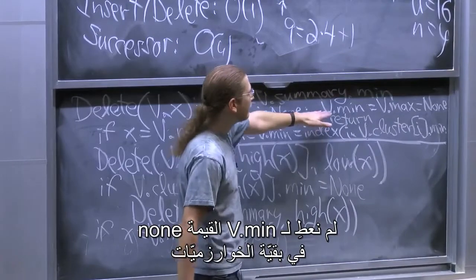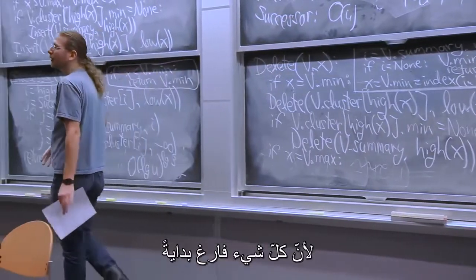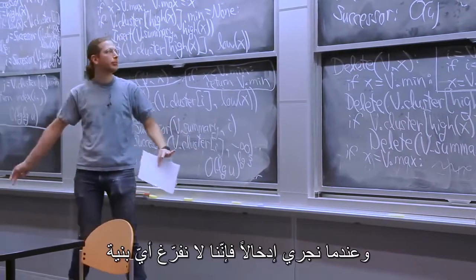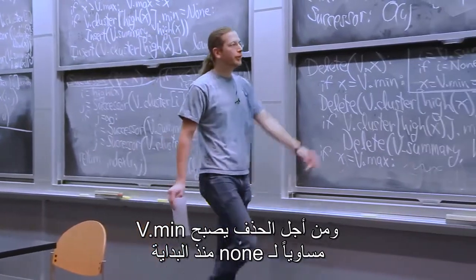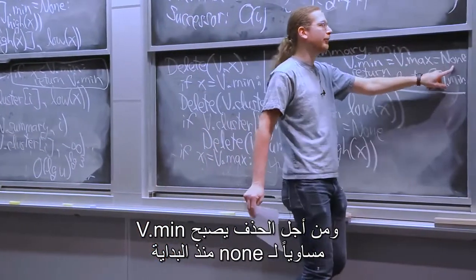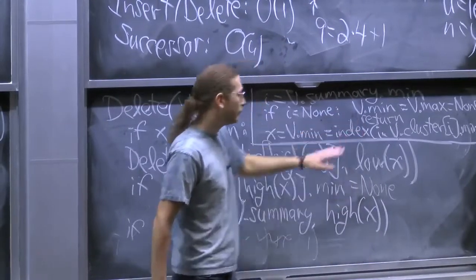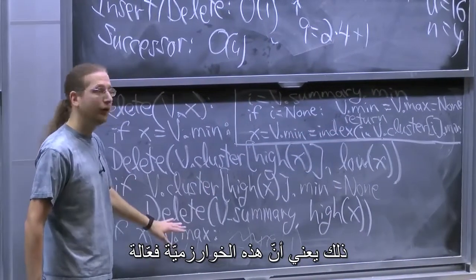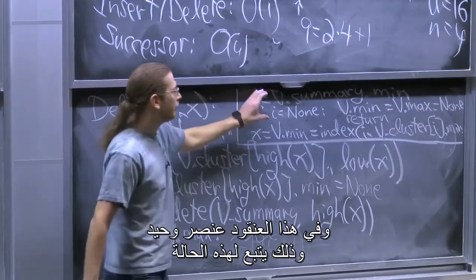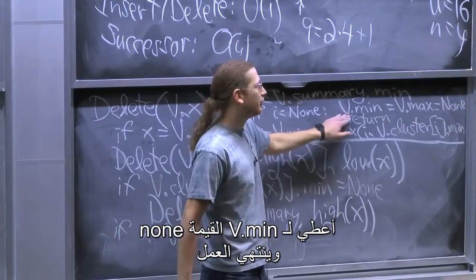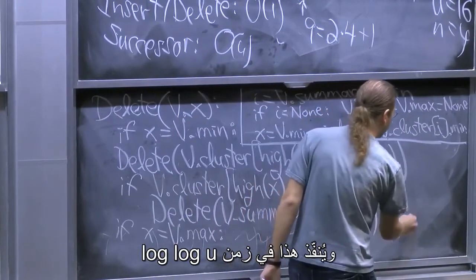We never set v.min equals none in the other algorithms because initially everything is none. But when we're inserting, we never empty a structure. Now we're doing delete. This is the one situation when v.min becomes none from scratch. In that case, no recursive calls. So that means this algorithm is efficient, because if I had to delete from the summary structure, this only had a single item, which is this situation. Then I just set v.min equal to none, and I'm done. So this will overall run in log u time.